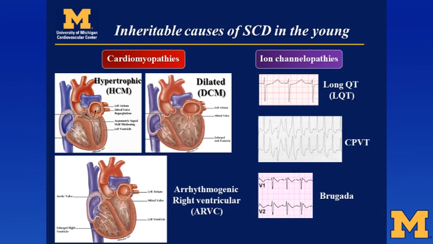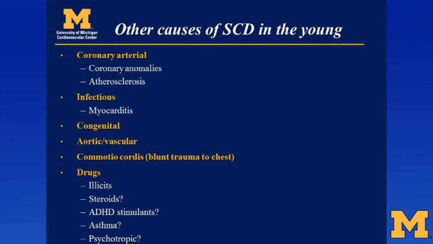There are many other causes of sudden cardiac death in the young. I've just listed a few here. Coronary arterial disease, coronary anomalies. Daryl mentioned sometimes the arteries come off in strange locations and they might course between two big blood vessels and get squeezed at an inappropriate time. Atherosclerosis is certainly something we need to consider even in young people, particularly with the epidemic of obesity and other risk factors for early cardiovascular disease.